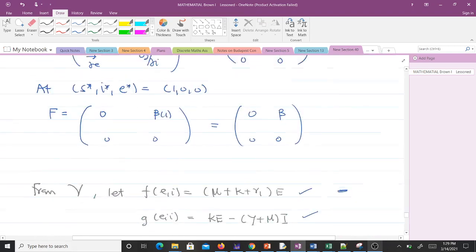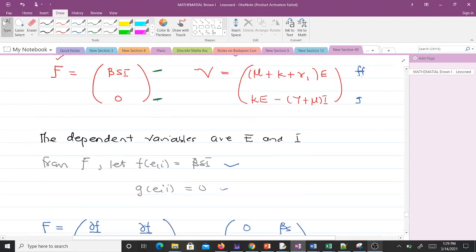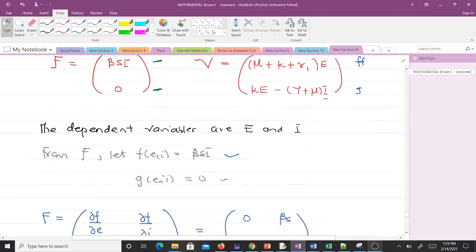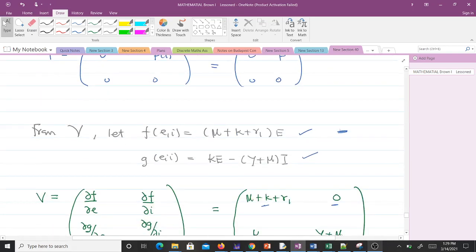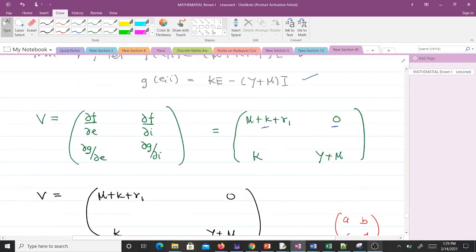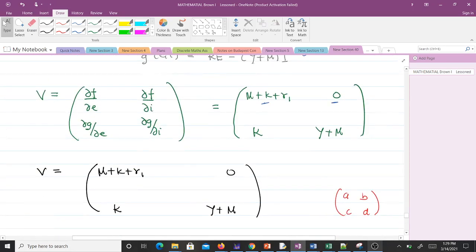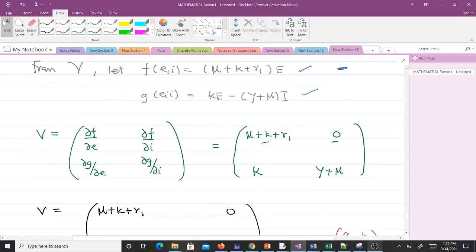Oh, we can see that it is I. There we have I here. Okay. So when you differentiate j with respect to e, you get kappa. With respect to I, you will get minus gamma plus mu. Okay. All right.